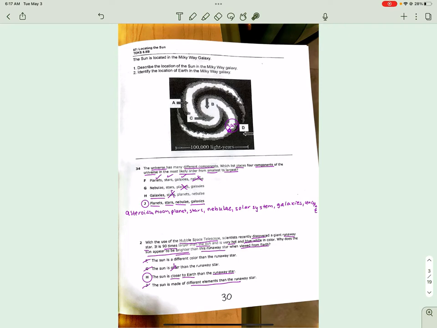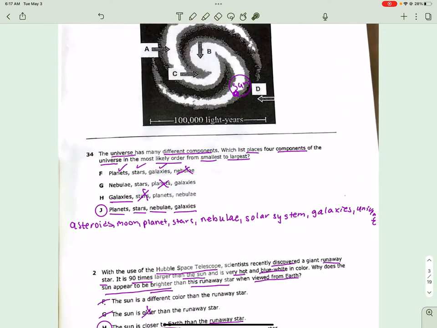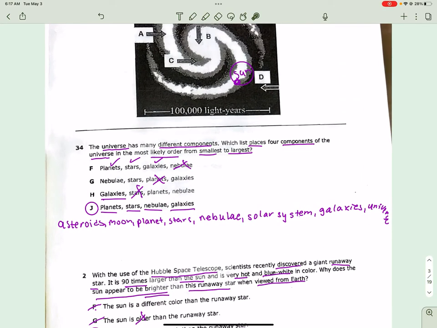It says the universe has many different components. List four components of the universe in the most likely order from smallest to largest. I'm sorry, let me go ahead and get it closer. So I put right here, yes, we have planets. Smallest to largest, planets, yes, is good, but stars also. And then we have the galaxy, so we're going in the right order, but nebulae or nebula are supposed to be before stars, okay, because that's where stars are born.